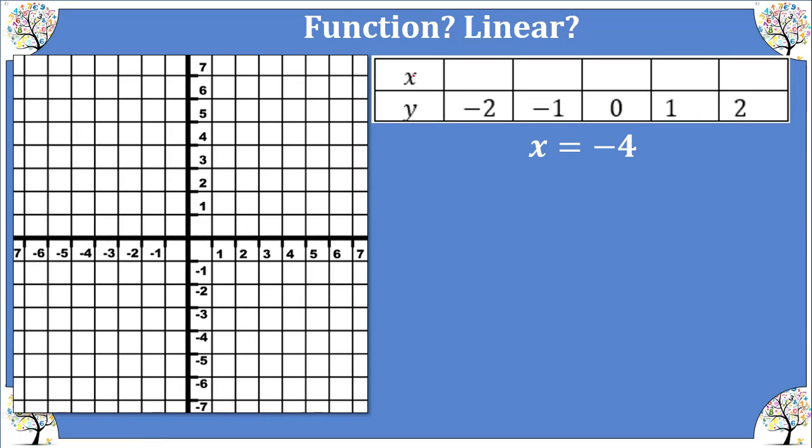Okay, now let's take a look at this one. Notice my input values are not negative 2, negative 1, 0, 1, 2, because the equation says x has to be negative 4. No matter what y is, x is negative 4. So I'm going to go and plot these points. So we have negative 4, negative 2; negative 4, negative 1; negative 4, 0; negative 4, positive 1; and negative 4, 2. This creates that vertical line that does not pass the vertical line test. This is linear and not a function.